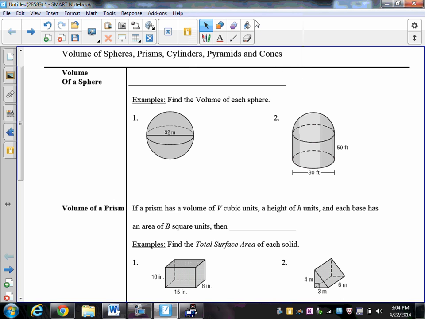We're going to get started on the notes for volumes of solids. This is part 2 in our solids unit. I'm using a new microphone, so hopefully you'll be able to hear me okay.